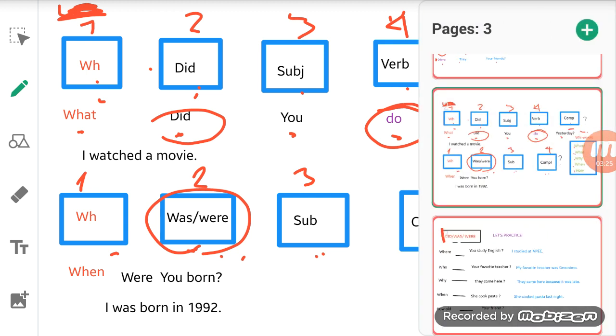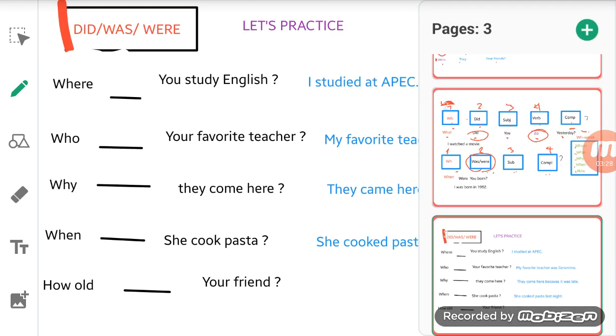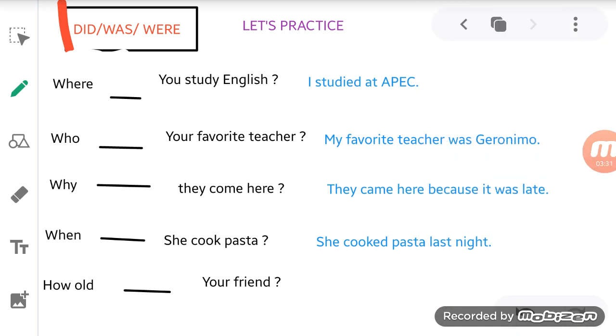Now, talking about that, we have an exercise here for you to identify when you need to use did, was, or were. Remember the difference between the auxiliary did and was or were. We have this question here, for example. Where ___ you study English? What would be the answer? Did, was, or were? How can you complete this question?